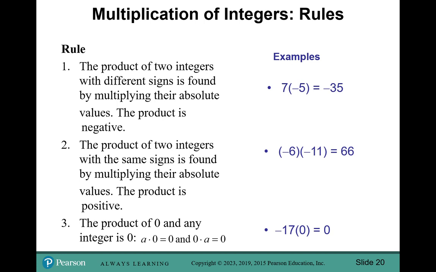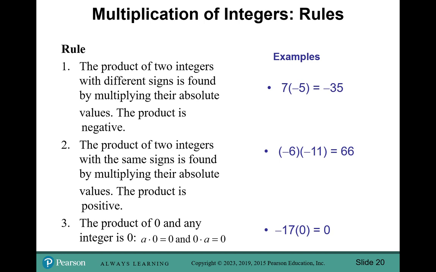Rule number 2, the product of two integers with the same signs is found by multiplying their absolute values, and the product is positive. So a negative times a negative is a positive, and a positive times a positive is a positive. The product of 0 and any integer is 0. So any number times 0 is 0. So we have three simple rules.